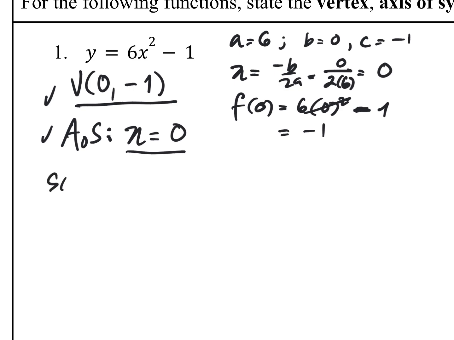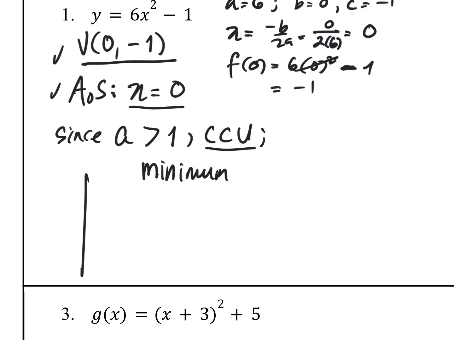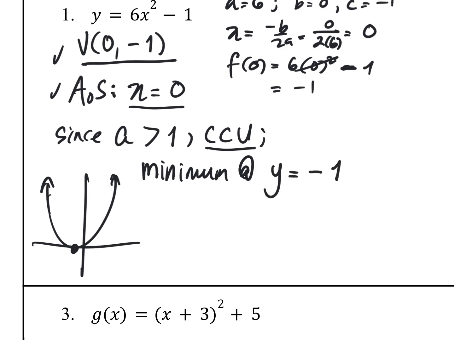Since the value of A is greater than 1, it's going to be concave up. Therefore, this function is going to have a minimum. Remember, concave up: your minimum, the vertex, is actually at its lowest point. So minimum at y is equal to negative 1 when x is equal to 0. And also we can say that there is no maximum.